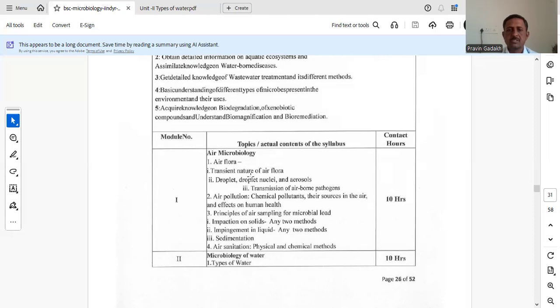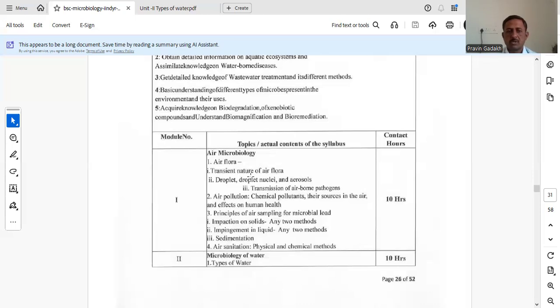In this, we have to discuss what is meant by droplets, droplet nuclei, and aerosols, and what their effect on human health is, and how they transmit air pathogens from one place to another, or from one person to another person, how air acts as a carrier to transfer droplets or droplet nuclei from person to person.